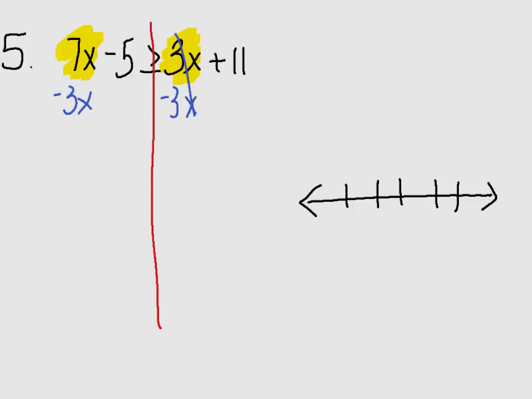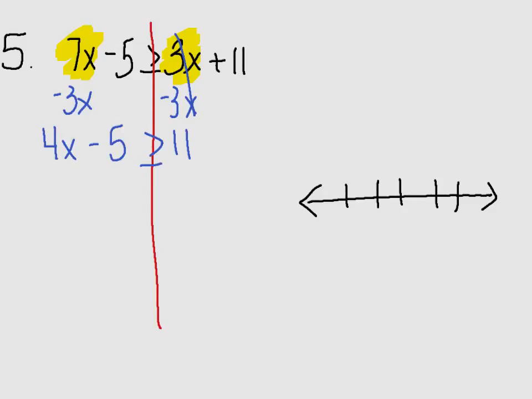My 3x's cancel and I'm left with 11 on the right. 7x minus 3x is 4x, and I drop down my minus 5. Did I multiply or divide both sides by a negative number? No, I subtracted, so my sign stays the same.